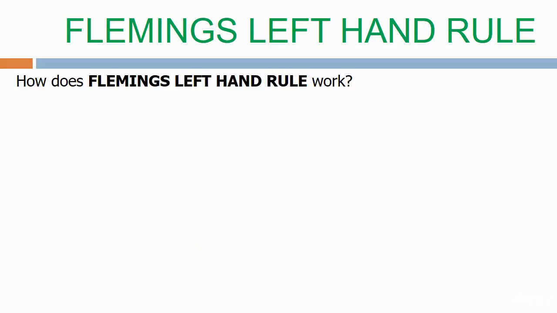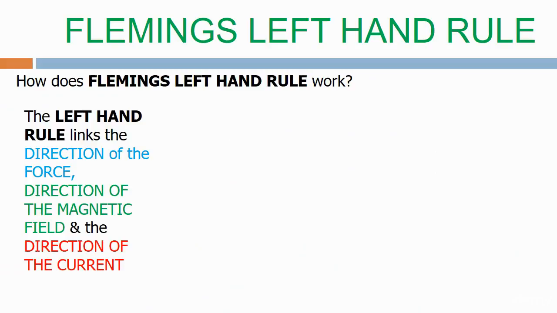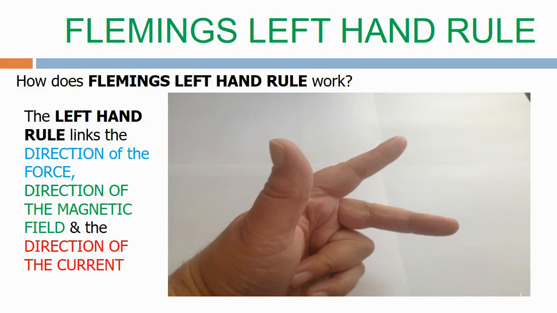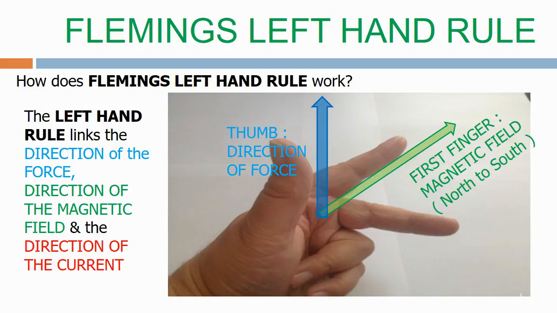How does Fleming's left-hand rule work? The left-hand rule links the direction of the force, the direction of the magnetic field, and the direction of the current. Place your left hand as shown in the picture. The thumb represents the direction of the force. The first finger represents the direction of the magnetic field, north to south. And the second finger represents the direction of the current. Fleming's left-hand rule is a really easy way to link all three things together.